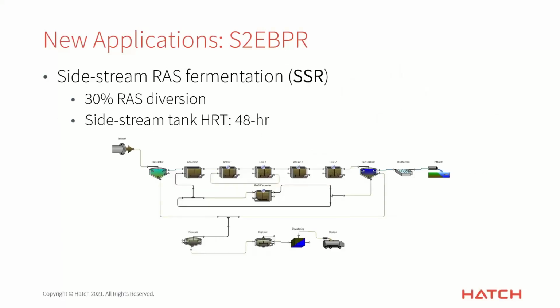All right, so now I'm just going to briefly show how we set up all these layouts in GPS-X. You can see here, this is the side stream ROS fermentation layout. It's just a typical Bardenpho process, and I've added a ROS fermenter to the ROS line, and we're diverting 30% of the ROS to that tank, and the HRT in that tank is 48 hours.